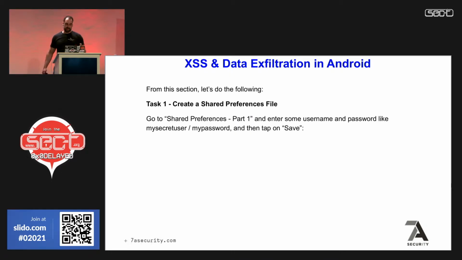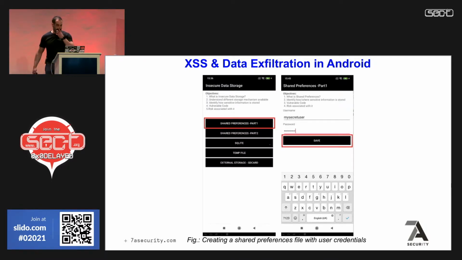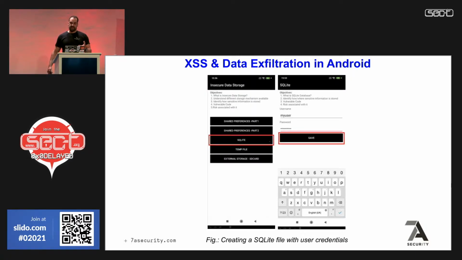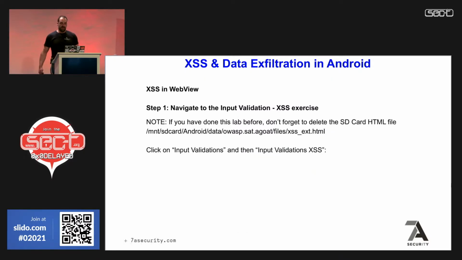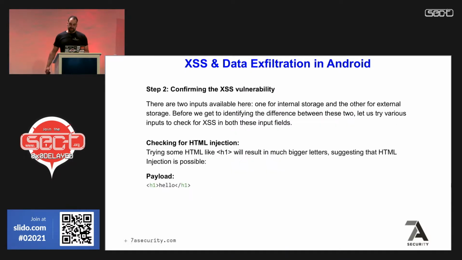So we go to insecurity test storage. This will make more sense in the demo. Shared preferences, right? So we save some data on the preferences, like my secret user, my secret password, and in a SQLite database, the same thing. And then we can go to XSS, and we can start trying some stuff, right?